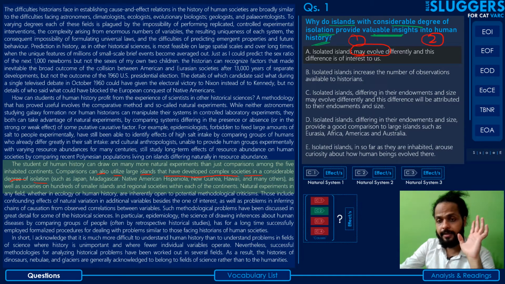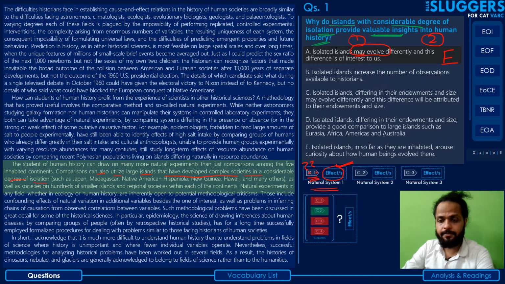Second problem with this option is that it talks only about how they may have evolved. The isolated islands have been offered as an example of natural system to be studied for comparative analysis. How they evolve differently is the effect part. The option says something about the effect part, but it says nothing about the causative factor, what might have caused that difference in evolution. So it is totally silent on what may have been the factors which may have caused this different kind of evolution. So that's the second problem with this option, and hence it can be eliminated.